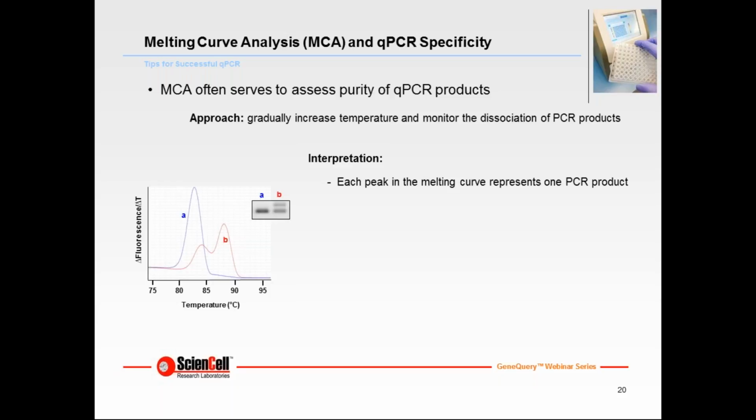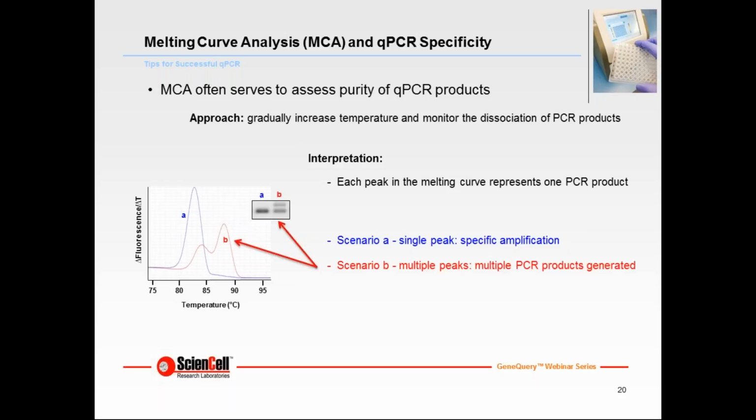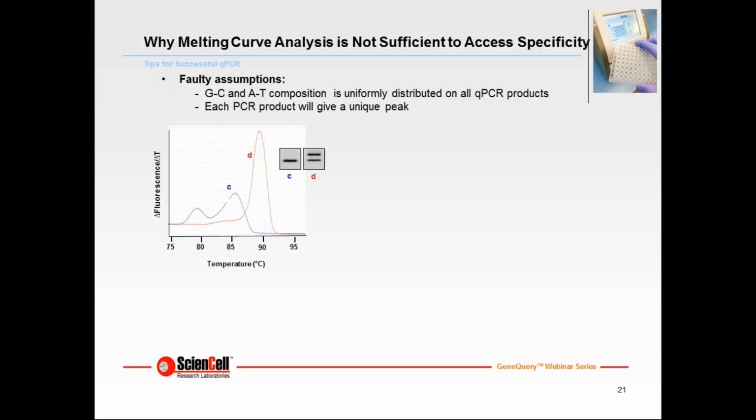The theory behind using a melting curve to determine product specificity relies on the idea that different qPCR products melt at different temperatures to produce distinct melt peaks. Or simply put, each peak in the melting curve represents one PCR product. For example, in scenario A, a single product as confirmed by this agarose gel would give a single peak. And in scenario B, two products as revealed by this agarose gel would produce two peaks. But is this always reliable? And the answer is no.